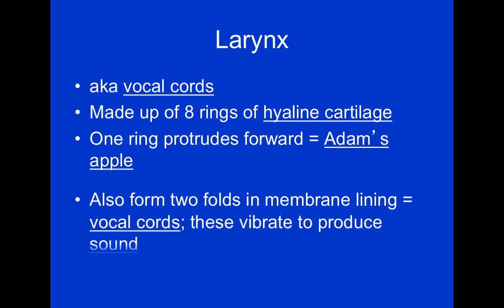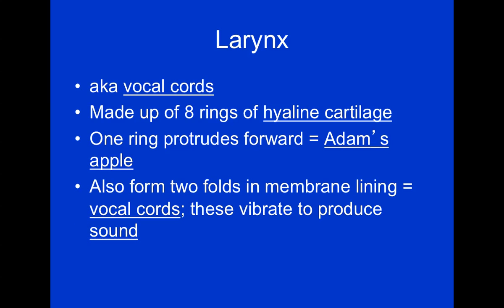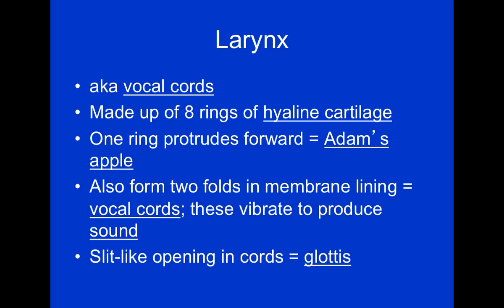Inside of the larynx are 2 membrane folds. These are what are called the vocal cords, and these are what we push air past and allow to vibrate to produce sound. In the vocal cords, there is a slit-like opening that we call the glottis.